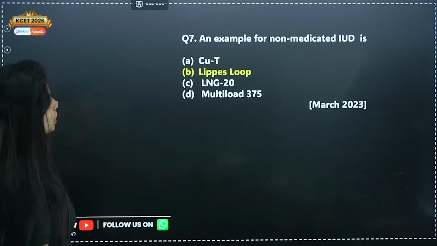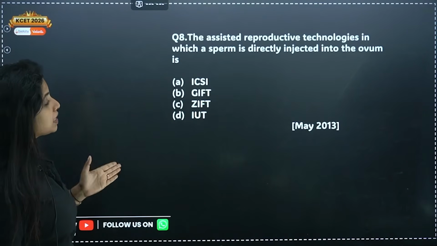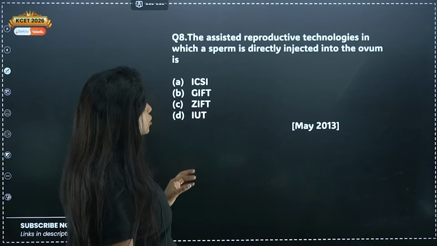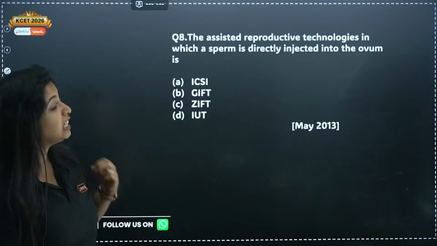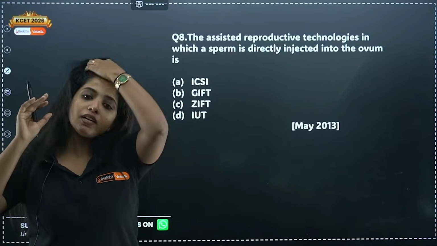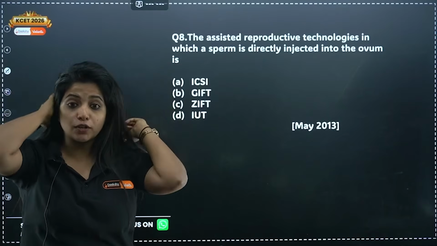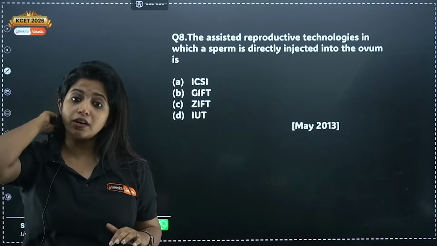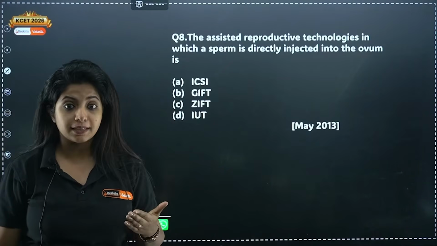B. Cool? Yes, ma'am. Now, the assisted reproductive technology in which a sperm is directly injected into the ovum is?